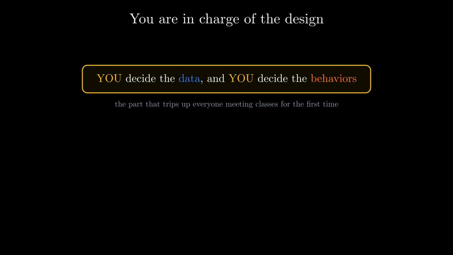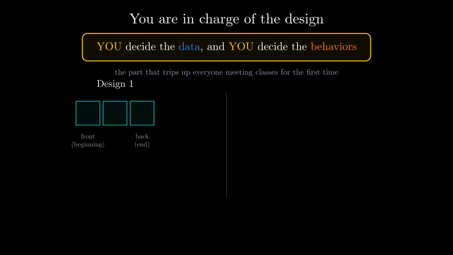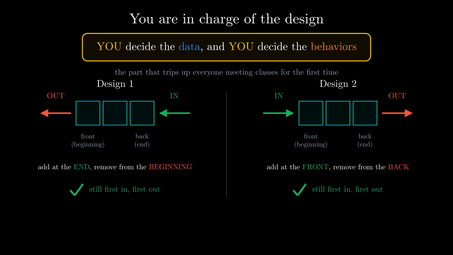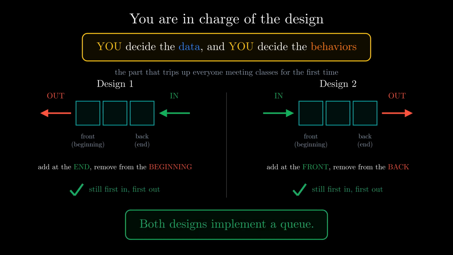Here is the big idea, and it trips up many people meeting object-oriented programming for the first time. You're in charge of the design decision. You decide what data represents the class, and you decide what behaviors it has. Represent the queue as a list where new items get added at the end, and to be a queue, you must remove from the beginning. An equally good design adds new items at the front, and then, to stay first in, first out, you remove items from the back. Either way, the behavior is identical. Both designs implement a queue.